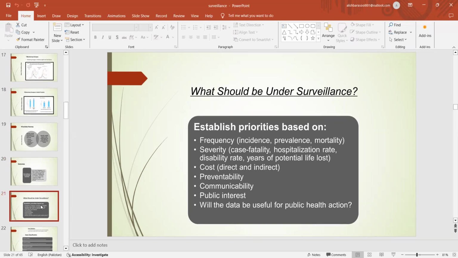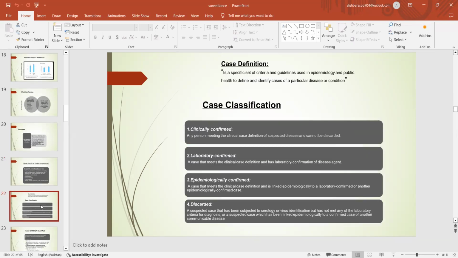What should be under surveillance? Establish priorities based on frequency, incidence, prevalence, mortality, severity, case fatality, hospitalization rate, disability rate, years of potential life lost, cost, direct or indirect, preventability, communicability, and public interest. Will the data be useful for public health action? Case definition is a specific set of criteria and guidelines used in epidemiology and public health to define and identify the cases of a particular disease or condition. Case classification, clinically confirmed: any person meeting the clinical case definition of a suspected disease cannot be discarded.